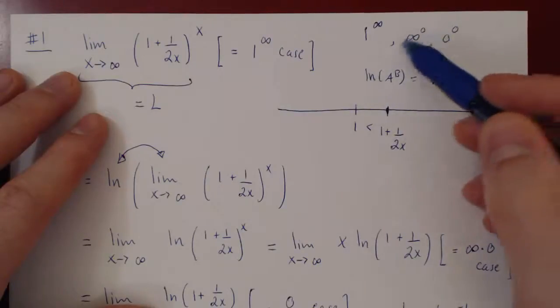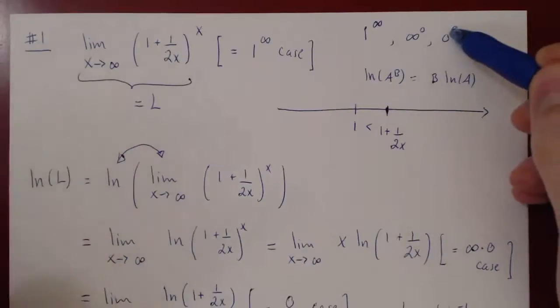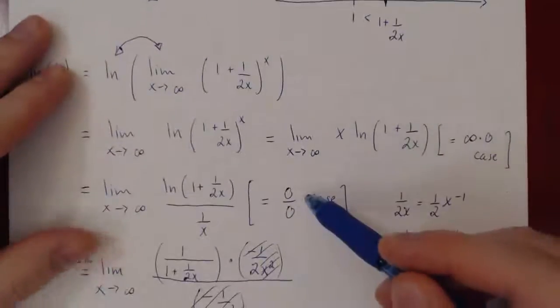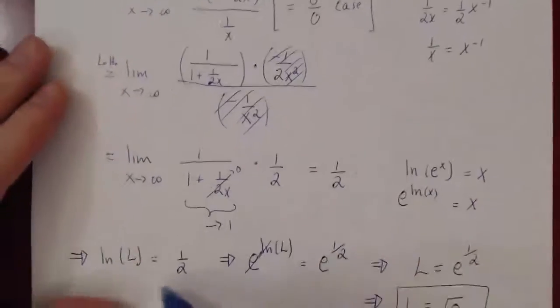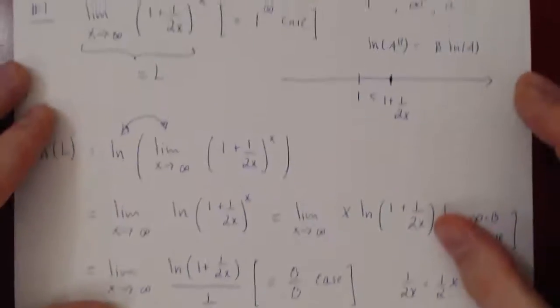And these other cases are handled the same way. If you had an infinity to the 0 case, or a 0 to the 0 case, you do the same thing, take the ln, clean it up, so you can then use L'Hopital's rule, and in the end exponentiate both sides, so you can solve for the original limit. Let's do one more example.